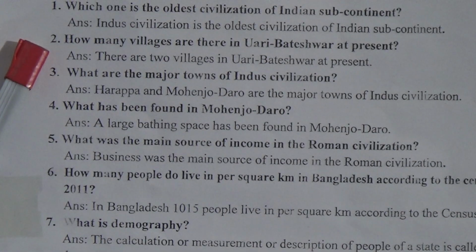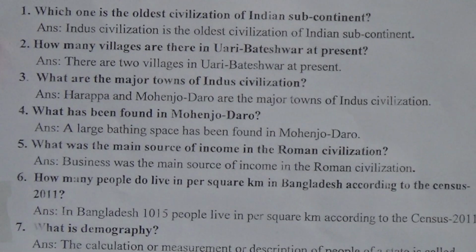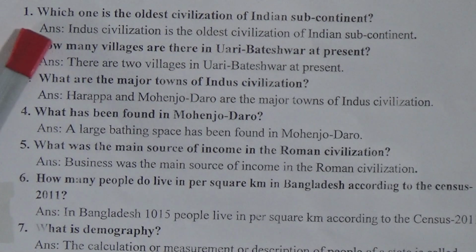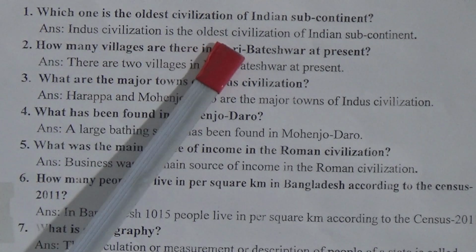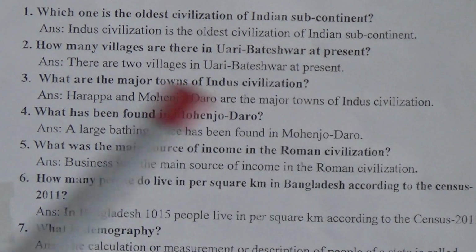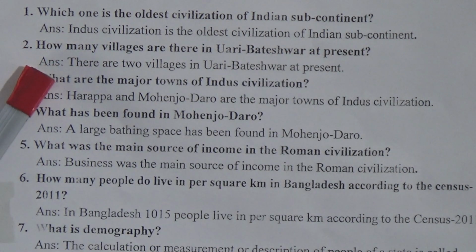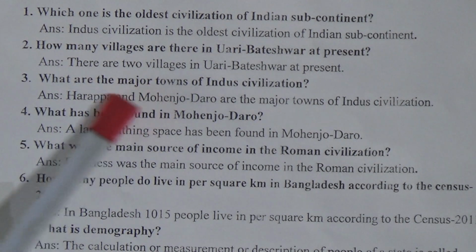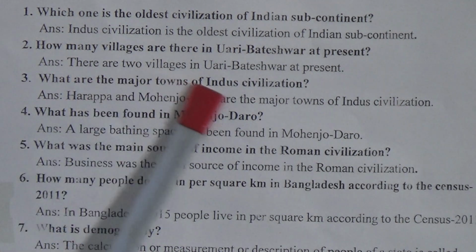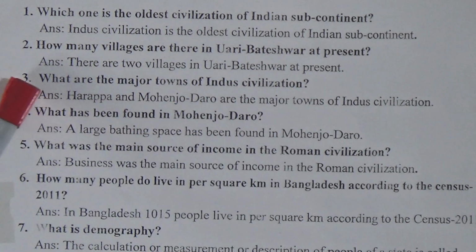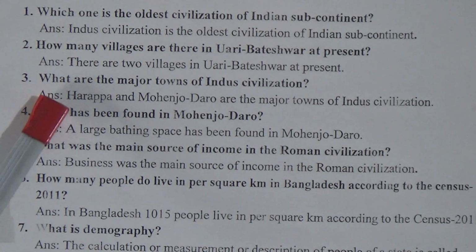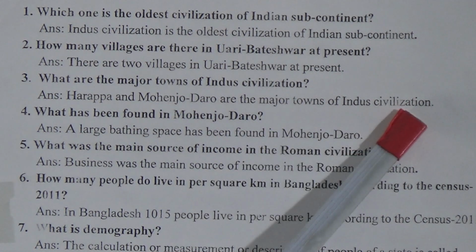Number 1. Which one is the oldest civilization of Indian subcontinent? The Indus civilization is the oldest civilization of Indian subcontinent. Number 2, how many villages are there in Wari Bateshwar at present? There are 2 villages in Wari Bateshwar at present. Number 3, what are the major towns of Indus civilization? Harappa and Mohenjo-daro are the major towns of Indus civilization.